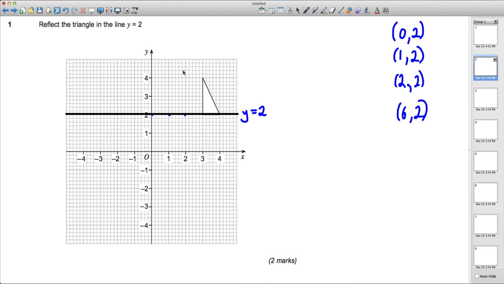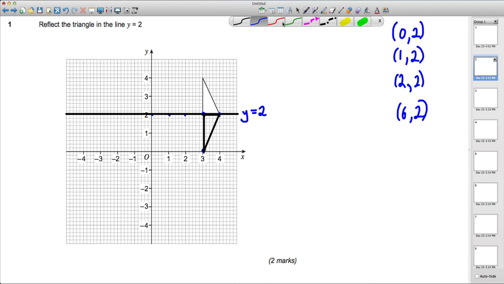And we are to reflect the triangle, so this corner stays where it is, this corner stays where it is, and this corner here, it's 2 units away from the line, so you go 2 further units down to here, and you would have yourself the other point. Then you draw in your triangle, and you're done for 2 simple marks.